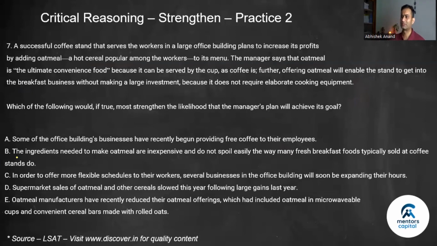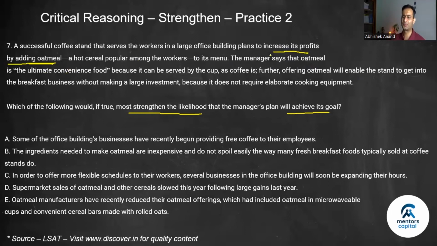Number 7. Okay. A successful coffee stand. Which of the following strengthens the likelihood that the manager's plan will achieve its goal? What is the goal? Okay. The manager says that to increase its profits.